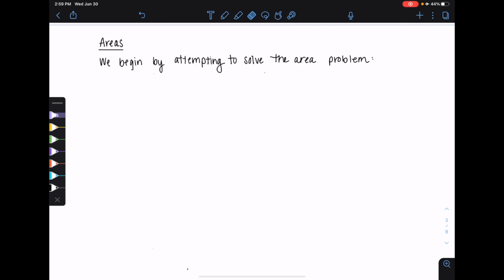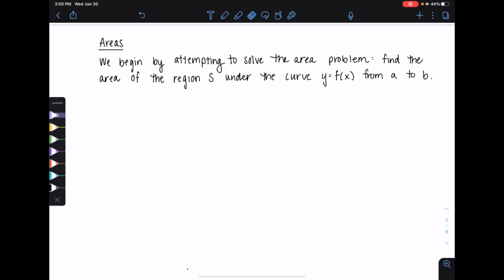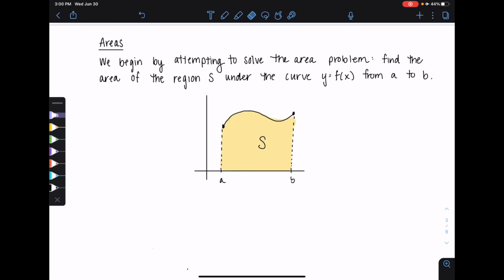Now we're going to see how this summation and how some of these formulas ultimately apply to areas. And what we're going to do is begin by attempting to solve the area problem. And that's, we want to find the area of a region S, which is under the curve of some function from a to b. So kind of thinking about this graphically, you have some function which has some funky shapes to it. You want the area under this function from x equals a to x equals b.